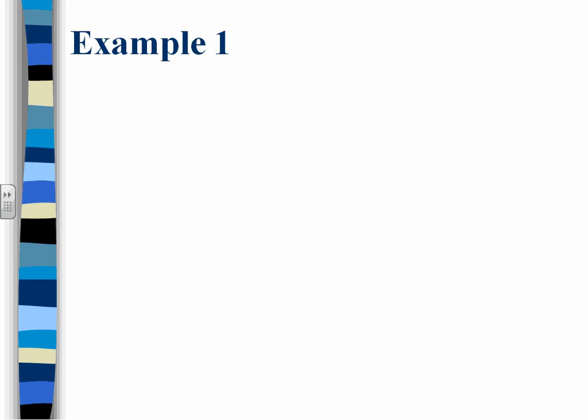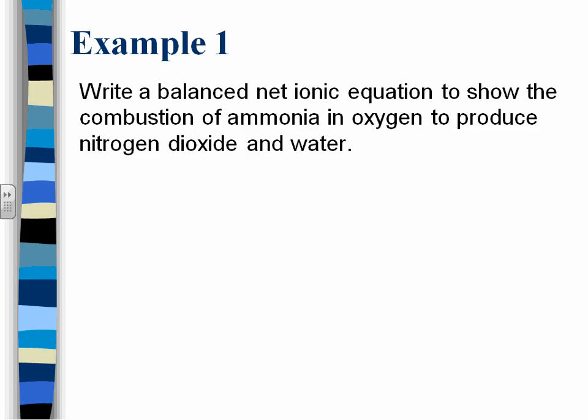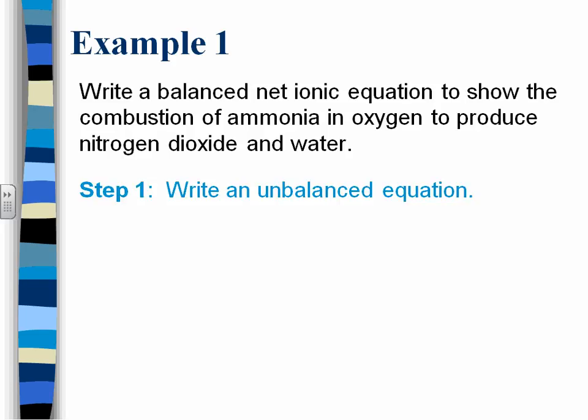So the easiest way to talk you through a balancing reaction question is to just go straight into an example. So here's example number 1. Write a balanced net ionic equation to show the combustion of ammonia and oxygen that produces nitrogen dioxide and water. So obviously our first step here, write out a balanced equation, or sorry, not a balanced, an unbalanced equation. So I have ammonia and oxygen on my reactant side, and I have nitrogen dioxide and water on my product side.